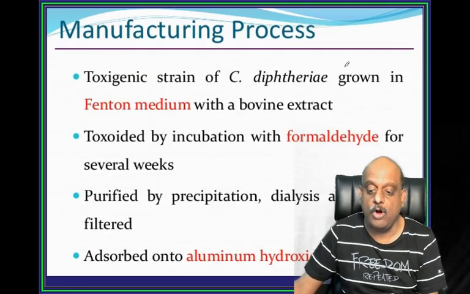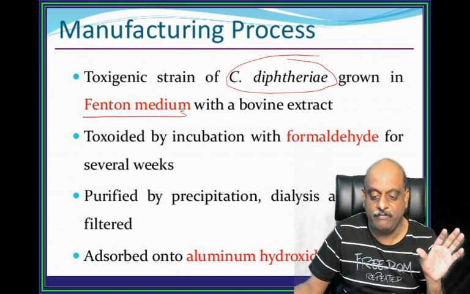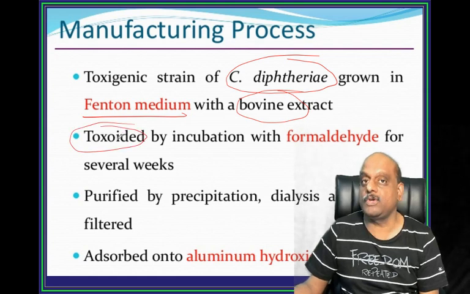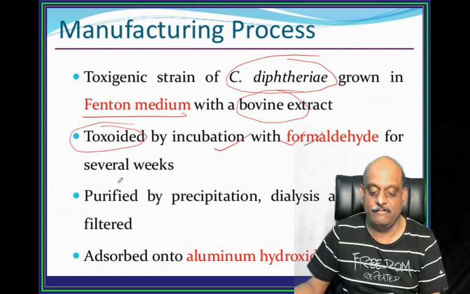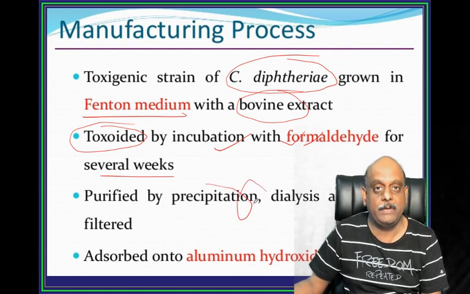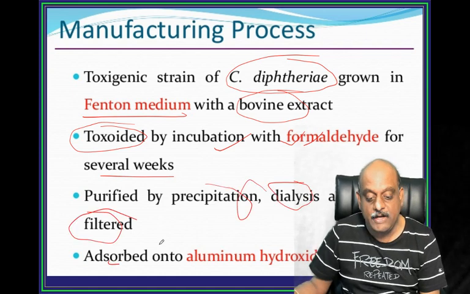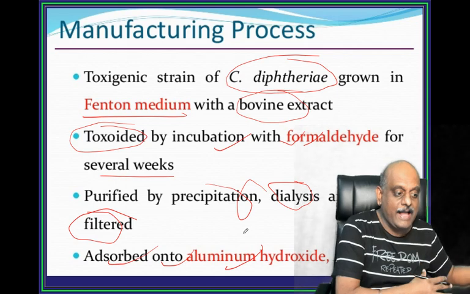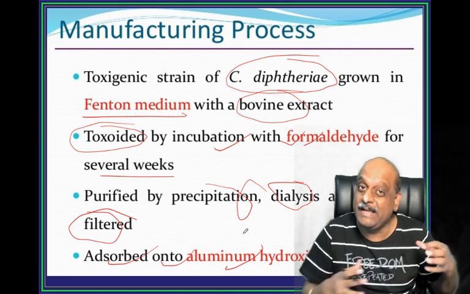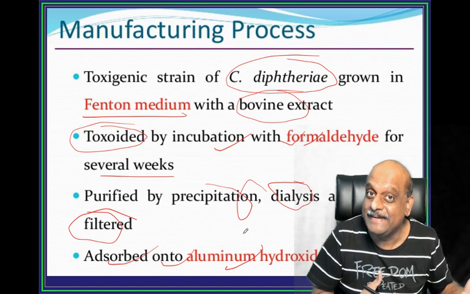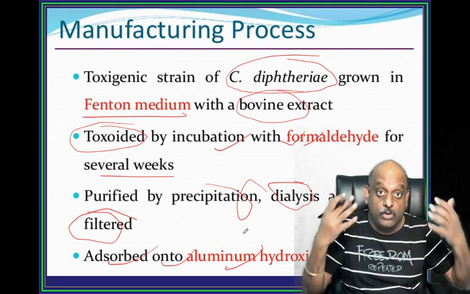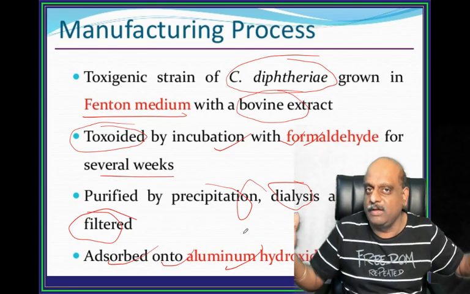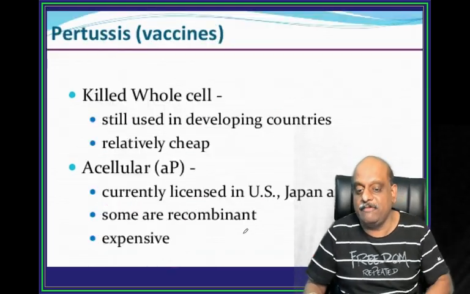So how do you manufacture? The toxigenic strain of Corynebacterium diphtheriae is grown in the Fenton medium with a bovine extract. And it is toxoided by incubation with formaldehyde for several weeks. Then it is purified by precipitation, dialysis, sterile filtered, absorbed into the aluminum hydroxide. So it still has antigenicity but does not have the pathogenicity. It has that immunogenicity capable of stimulating your immune system, but it does not have that pathogenicity. That's how the manufacturing is being done.